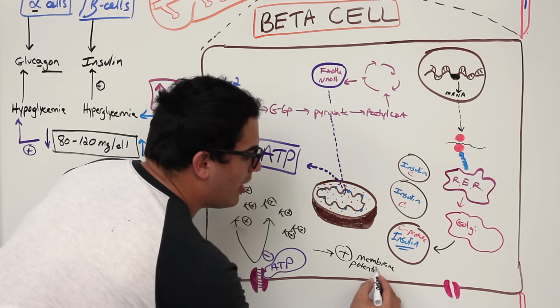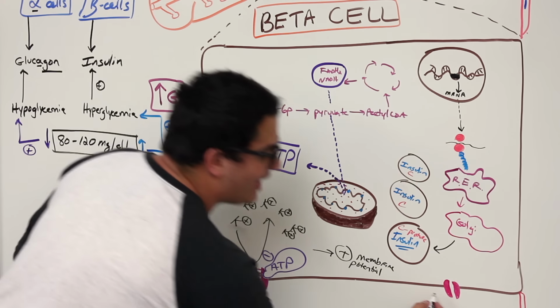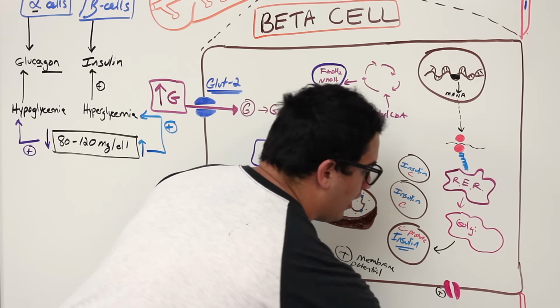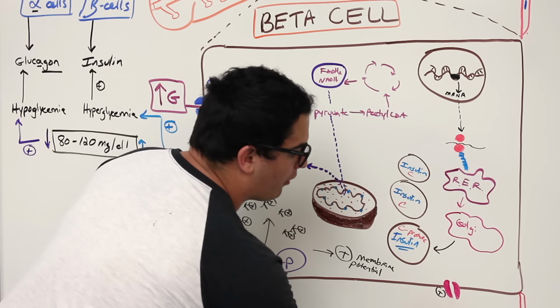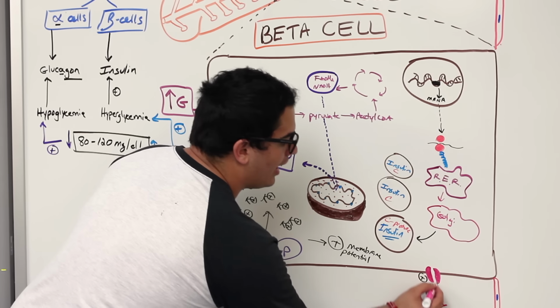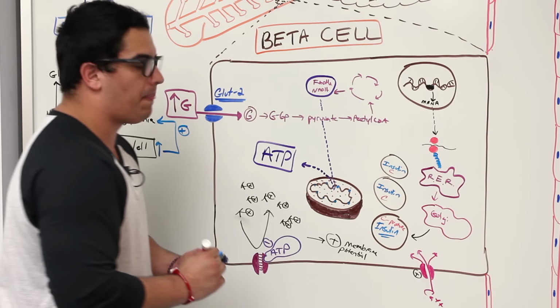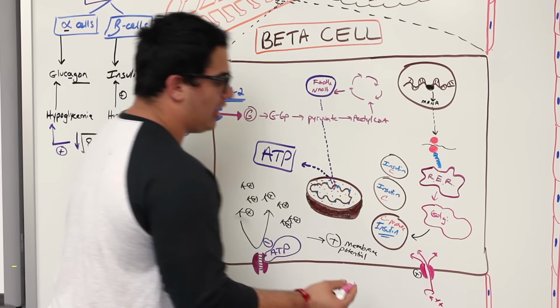Whenever this positive membrane potential occurs, that stimulates these pink channels right there. What are these pink channels for? These pink channels are for calcium. And calcium is going to start flooding into this beta cell. Why is that important? Let me show you.